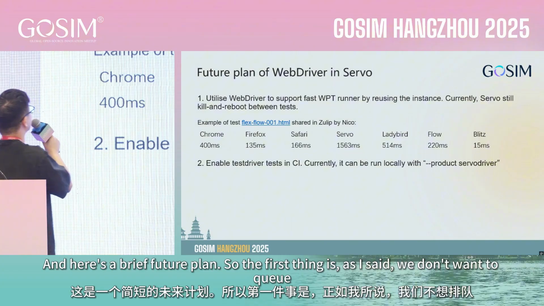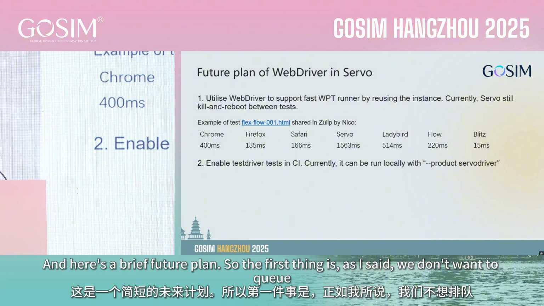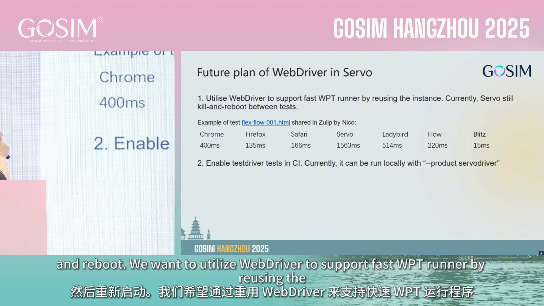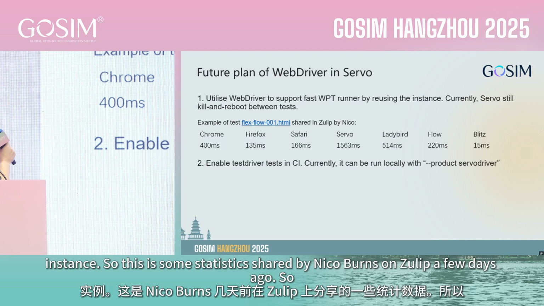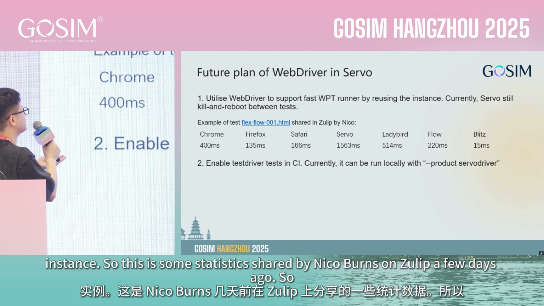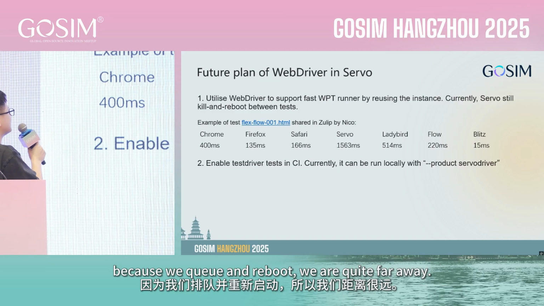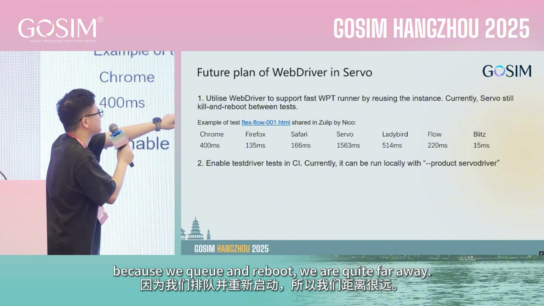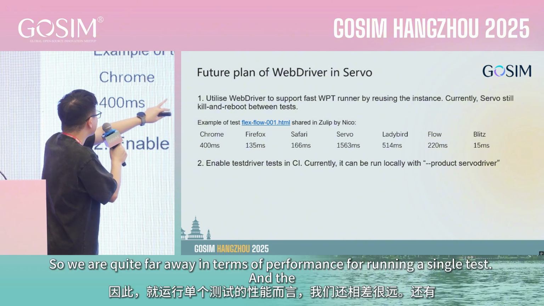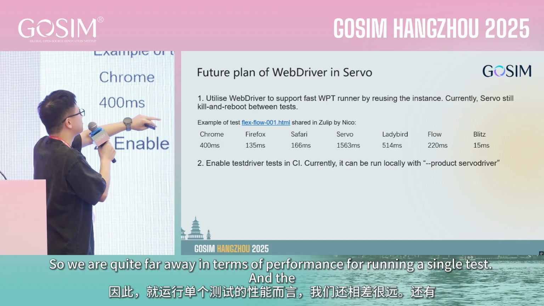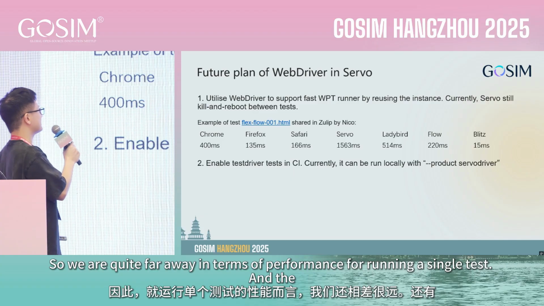And here's a brief future plan. So the first thing is, as I said, we don't want to queue and reboot. We want to utilize WebDriver to support a fast WPT runner by reusing the instance. So these are some statistics shared by Nico Burns on Zulip a few days ago. Because we queue and reboot, we are quite far away in terms of performance for running a single test.